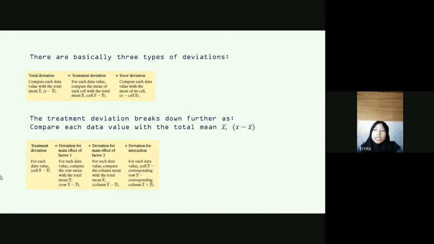The treatment deviation breaks down further. Treatment deviation equals deviation for main effect of factor 1, plus deviation for main effect of factor 2, plus deviation for interaction.